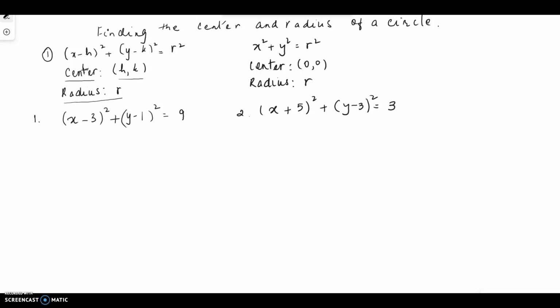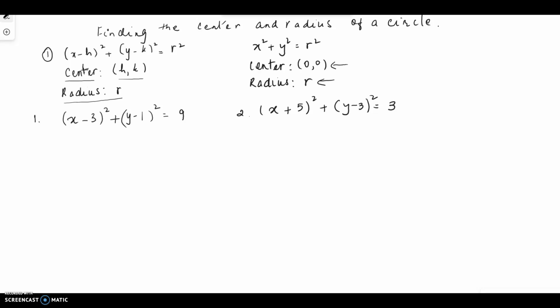If a circle has its center at the origin, then you're going to see something like this: x² + y² = a number squared. So in this case, r². So this would be center (0, 0), radius r. So if we're given specific equations, can we find the center and the radius of that circle?